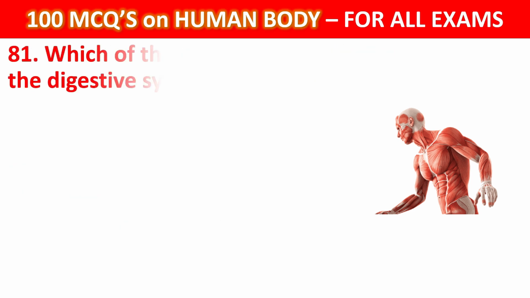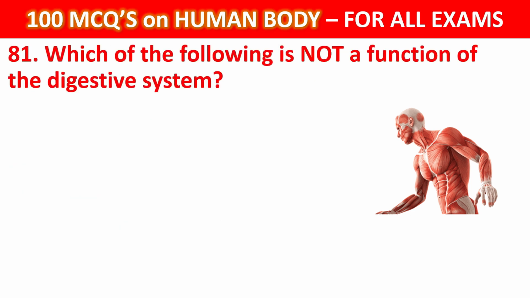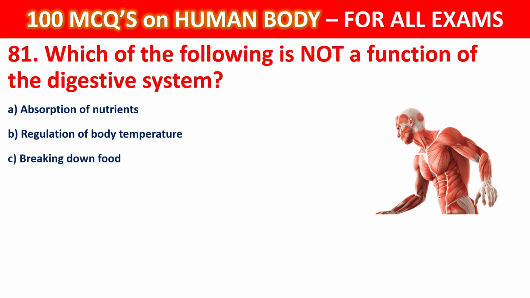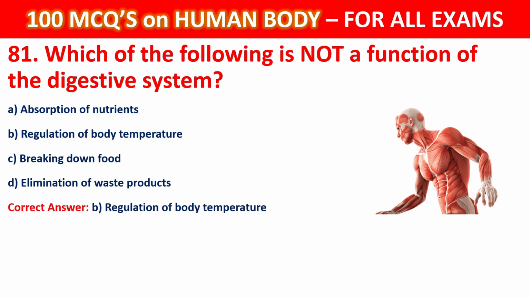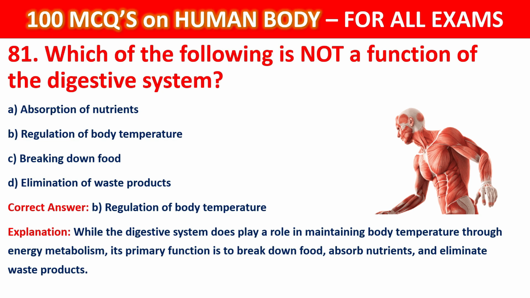Question number 81. Which of the following is not a function of digestive system? Your options are absorption of nutrients, regulation of body temperature, breaking down food, or elimination of waste products. The correct answer is B, that is regulation of body temperature. While the digestive system does play a role in maintaining body temperature through energy metabolism, its primary function is to break down food, absorb nutrients, and eliminate waste products.